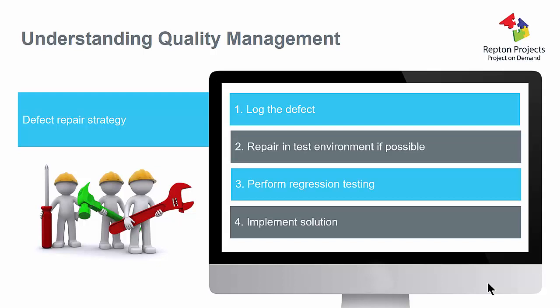We plan it in as we would normally with any of these things. We log the defect, we repair the defect, whatever that defect may be. If we can do it in a test environment, that's great. If we can't, then we'll have to take a little bit more caution. And then we do what's called regression testing to make sure we haven't broken anything else. And then we implement the solution. So that's leading through into a defect repair strategy, following on from the testing strategy.